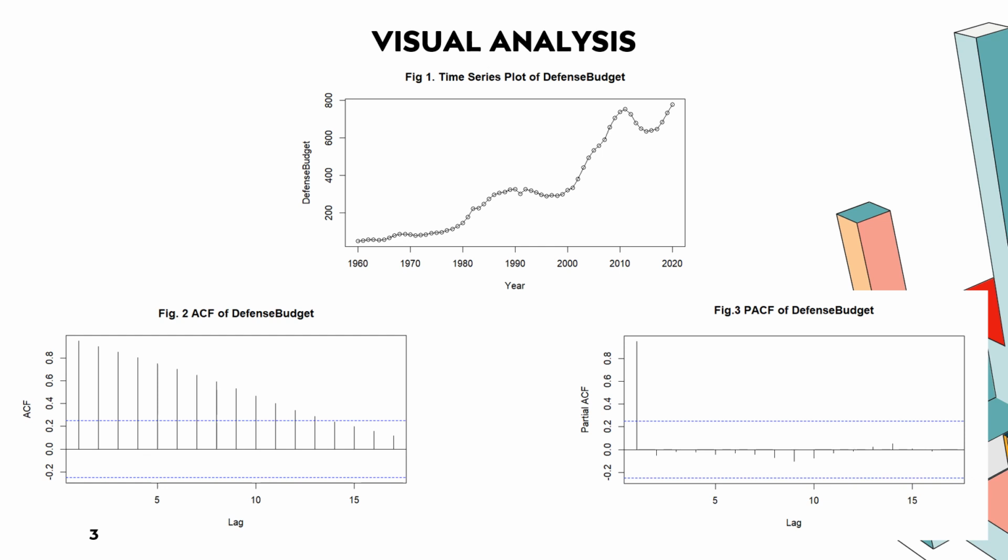The PACF plot, figure 3, shows a significant spike at lag 1 and cuts off quickly. The partial autocorrelation is very high at lag 1, then drops to near 0 for subsequent lags, suggesting that an AR(1) model might be appropriate.